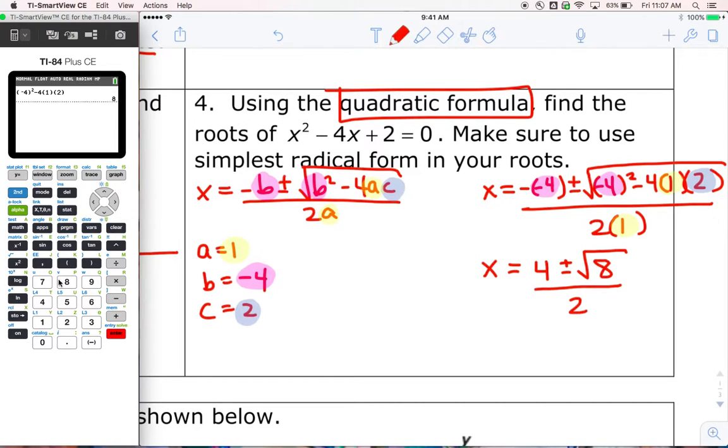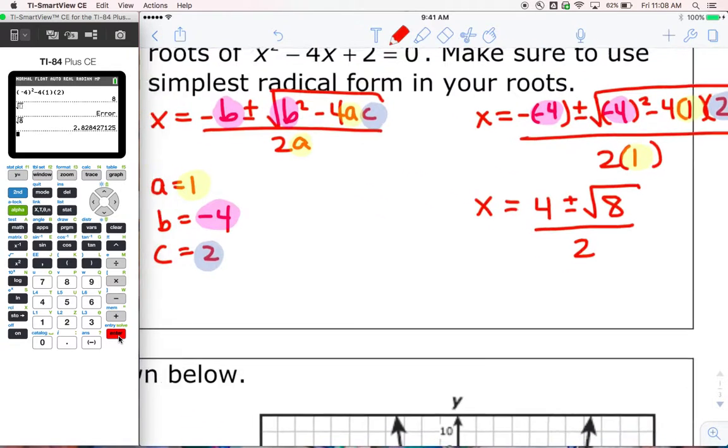Now, what is the square root of 8? Ooh, that's a terrible number. I think I typed it in wrong, actually. Let's do the square root of 8, and we get, yeah, ugh. So we got to leave it with a square root, but we can clean it up. And if you can clean it up, you should clean it up.